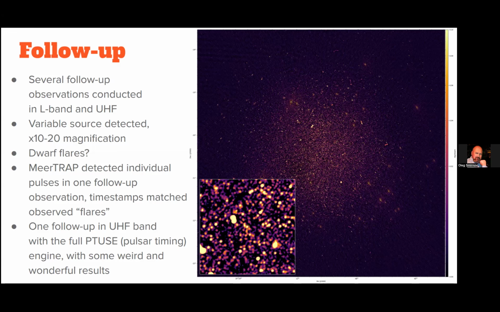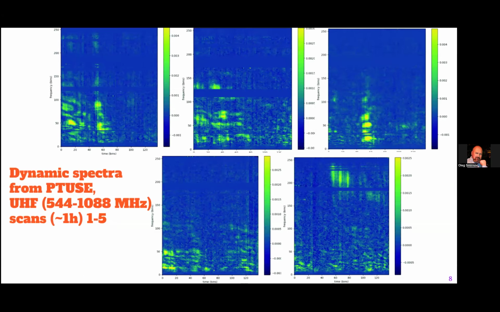So we conducted a full follow-up with the pulsar timing engine enabled to really get to the bottom of this. And got some very lovely results. So here I'm showing you dynamic spectra from the pulsar timing engine. Once you've got the pulsar timing engine switched on, you can stare at the source and you can do very high time and frequency resolution. And this is what it looks like, right? So each one of these plots is roughly an hour, maybe 45 minutes in time, the entire band in frequency. And you can see the emission is doing all this crazy stuff in time and frequency.